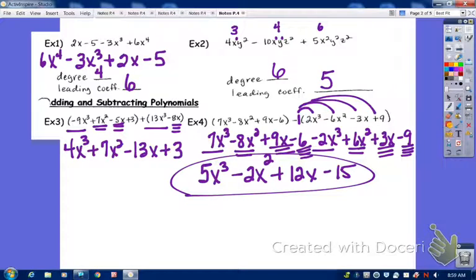So example 3 is showing you what you do when you add parentheses. You don't change any signs. You just combine like terms. Example 4 is when you subtract, and you have to change the signs of everything in the second parentheses. Questions about 3 or 4?